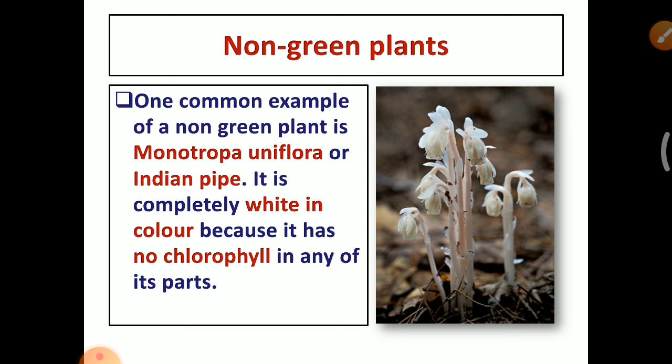A terrestrial plant means a plant that grows on land. If the plant grows in water, that is an aquatic plant. Plants that trap insects are called insectivorous plants. Plants that are not green in color are called non-green plants.